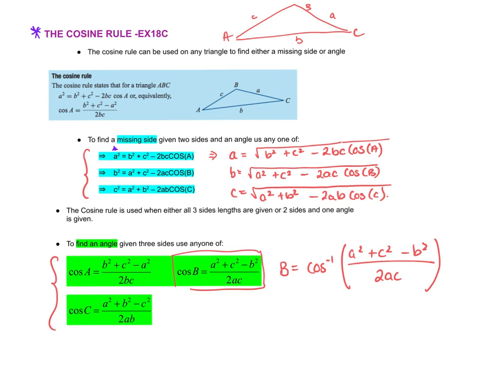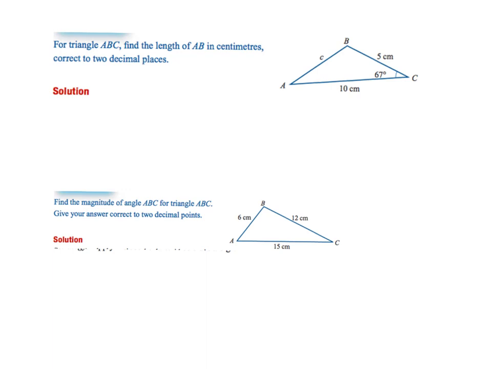At the moment, the chapter is just going to be all cosine rule. Eventually we're going to have them all mixed up, and I've put a formula chart in the back of your books, and I'll show you how to use that once we've gotten through all the formulas. All right, so let's have a look at this example.